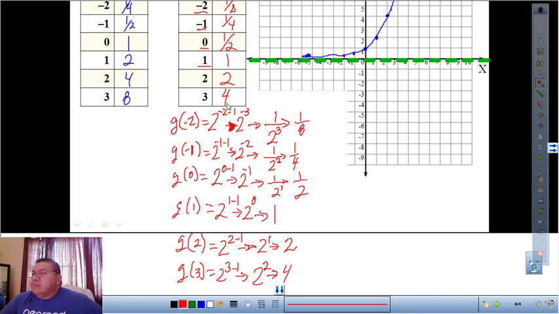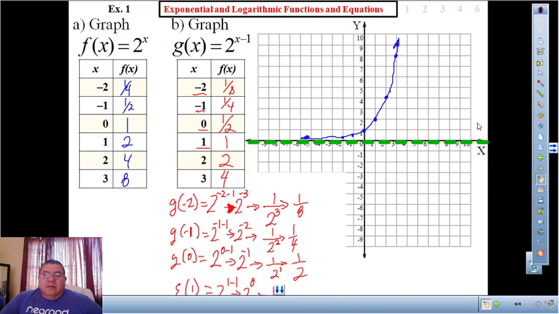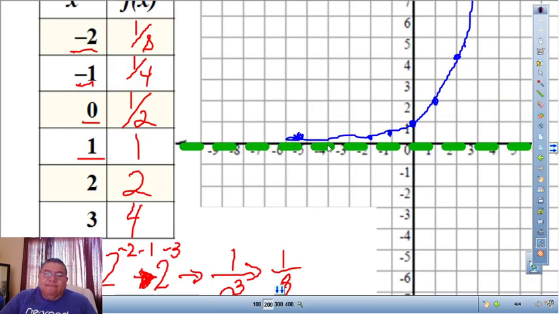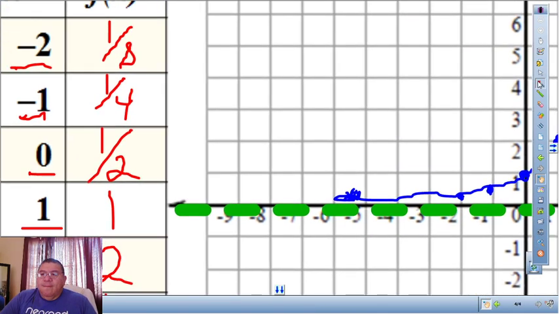How are we doing? Alright, so let's plot those points. We got -2, 1/8. Let me zoom in to see where 1/8 is at. -2, 1/8. It's about right there. It's close to the 0, but it's not quite. -1, 1/4. 0, 1/2.